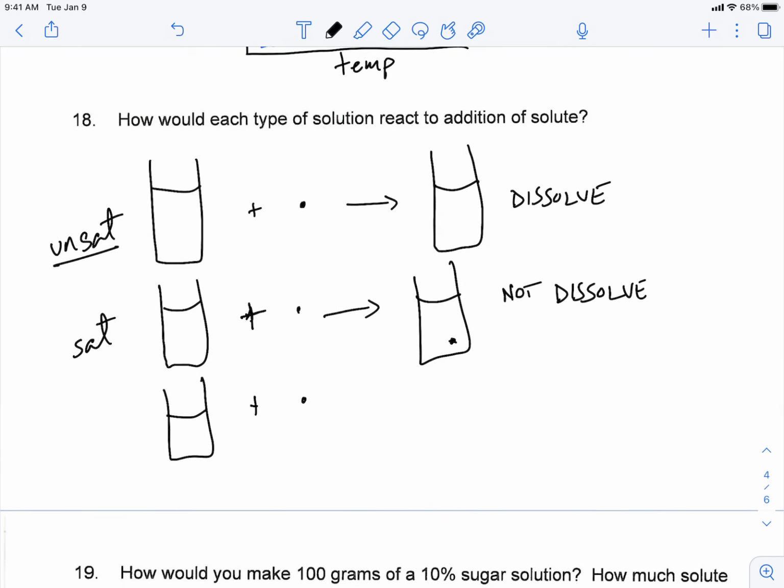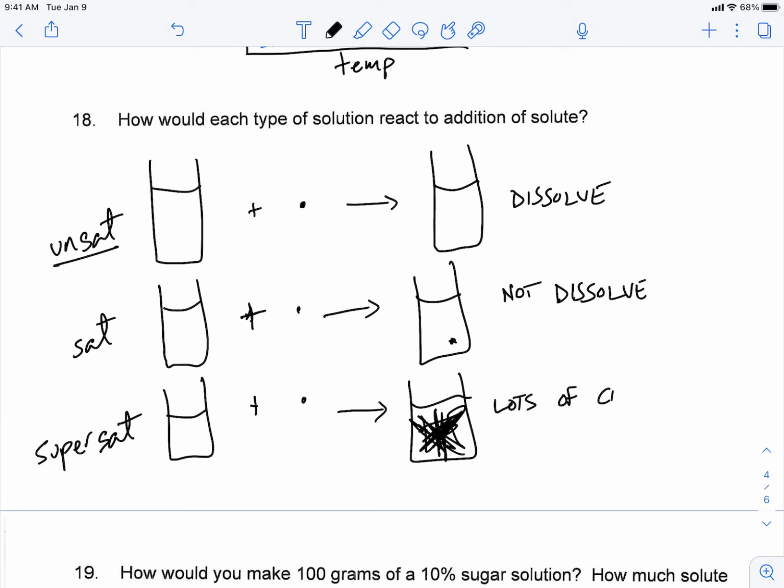If I have a supersaturated solution, what's going to happen is that all that extra stuff that we tricked into dissolving will precipitate out of solution, and we're going to form lots of crystals. Lots of crystals, lots of solid are going to come out of solution.